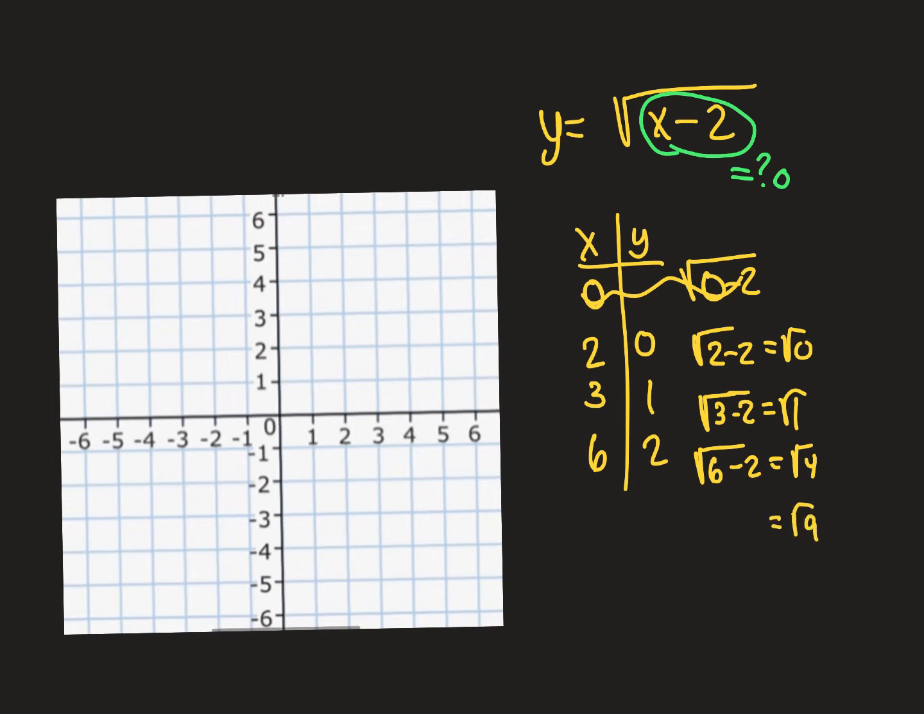How do I get a 9? 11. 11 minus 2 is 9. The square root of 9 is 3. So now I'm going to come over and graph these. I've got 2, 0, 3, 1, 6, 2. I don't really have space for that last one. 11, 3.